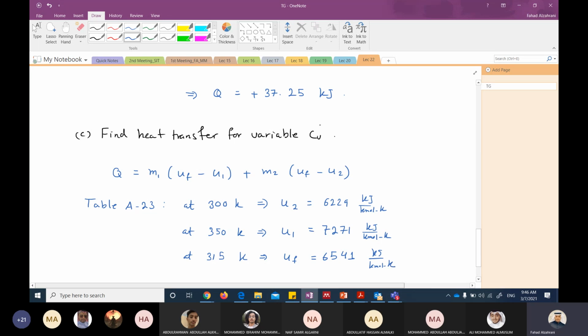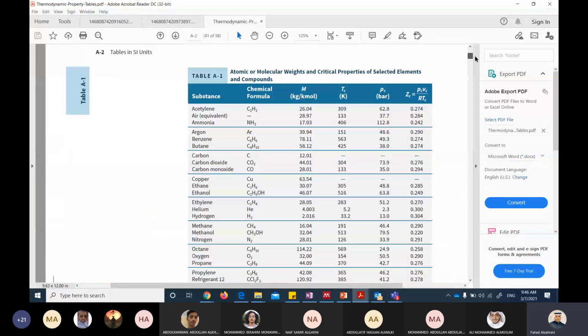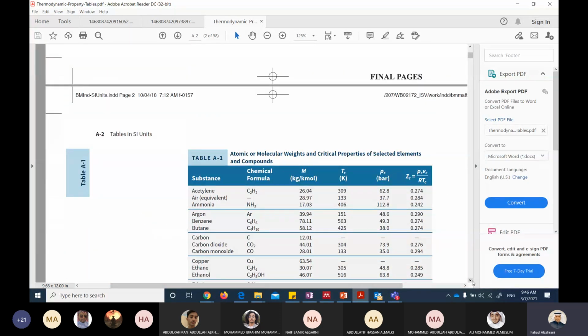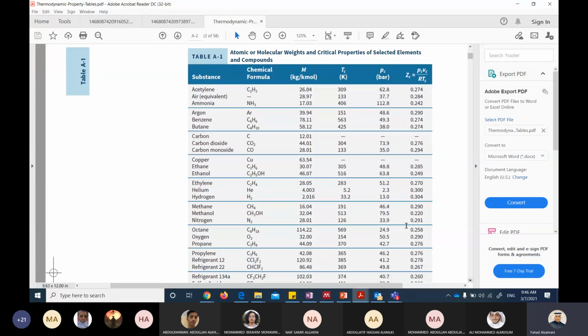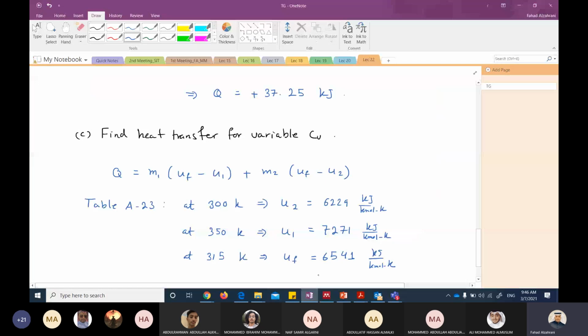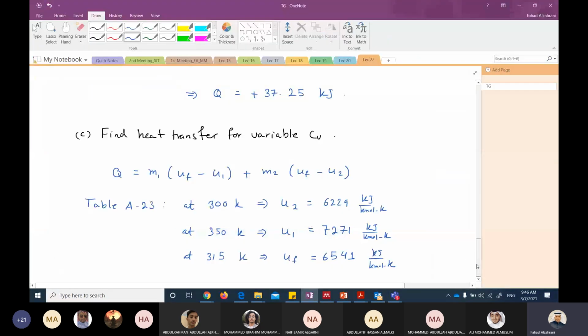Okay, how can we find it in kilojoule per kilogram? We go to table A1. You have to be familiar with the tables, so you immediately go to the correct table without wasting time. If you go to carbon monoxide here, you see that the molecular weight is 28.01 kilogram per kilomole.